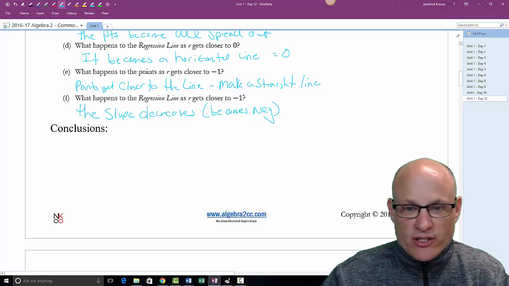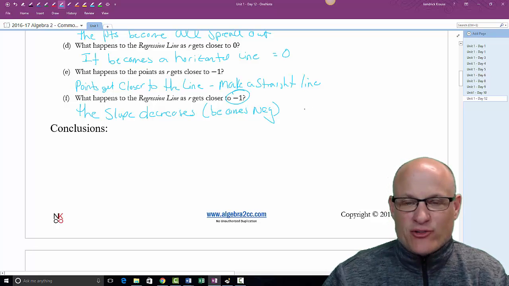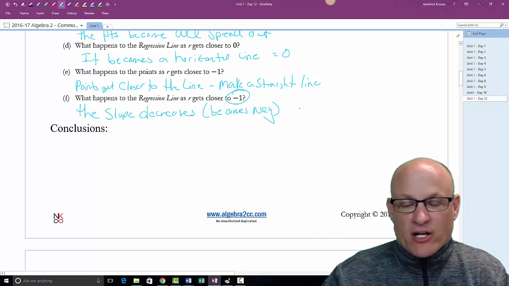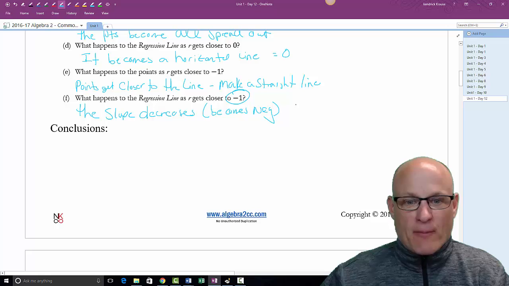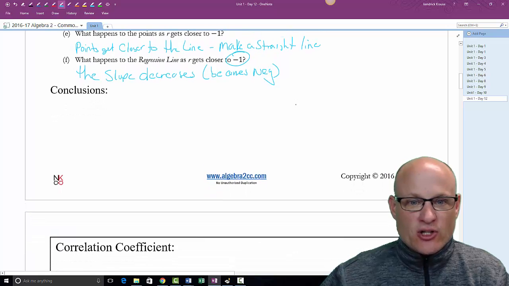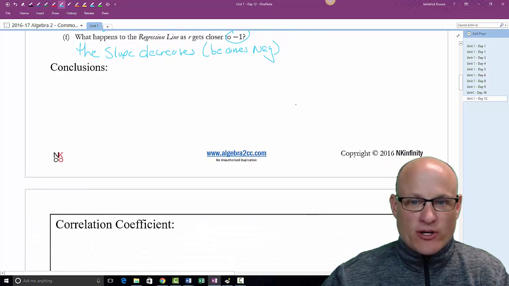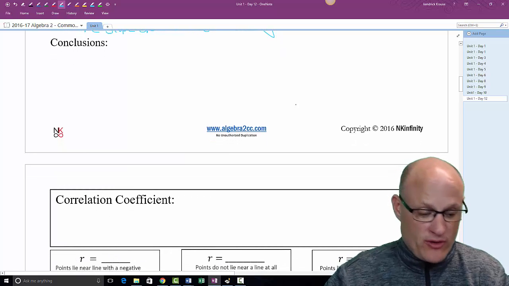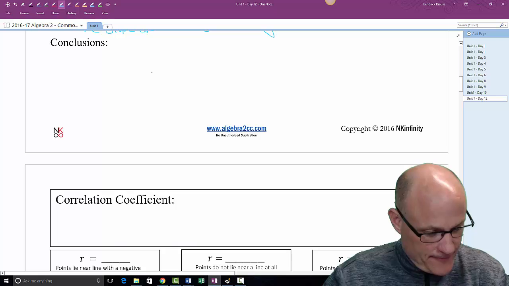But when you get to -1, you have a negative correlation. That means as one thing goes up, the other thing's coming down. But it also becomes a better model and a better fit for the data. So the closer you are to -1 or +1, the better the regression line is as a model for the data points that you created.